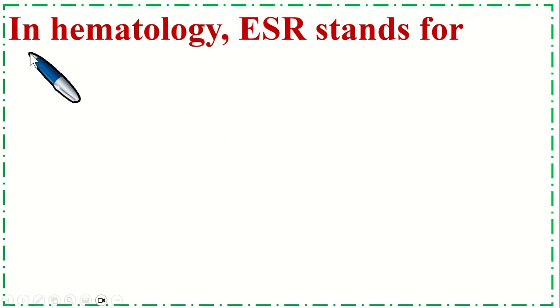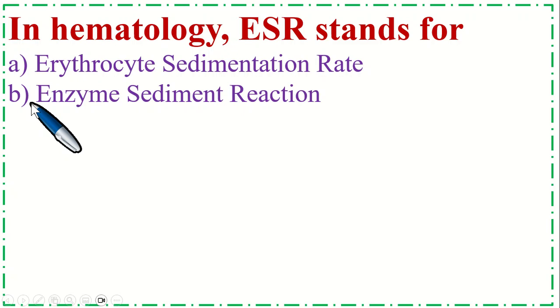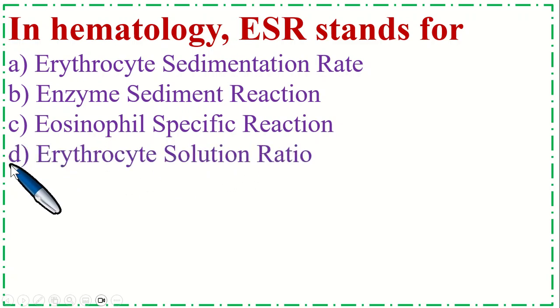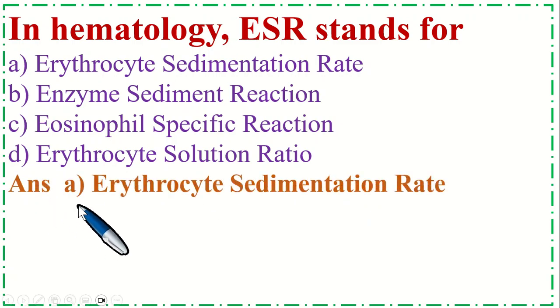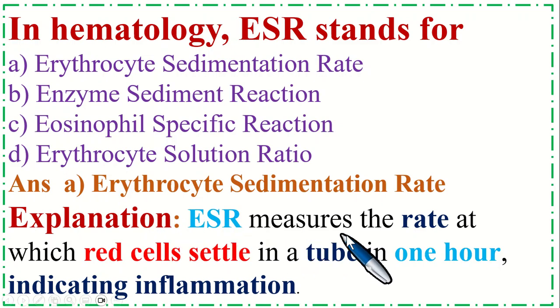Dear student, this is a very important MCQ. In hematology, ESR stands for option A erythrocyte sedimentation rate, option B enzyme sediment reaction, option C eosinophil specific reaction, and option D erythrocyte solution ratio. So the correct option is A, erythrocyte sedimentation rate. Explanation: ESR measures the rate at which red blood cells settle in a tube in 1 hour, indicating inflammation.